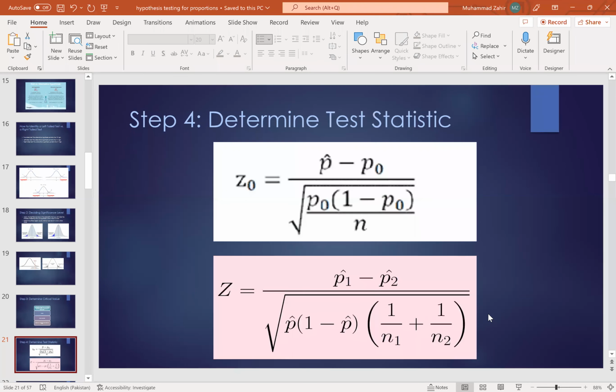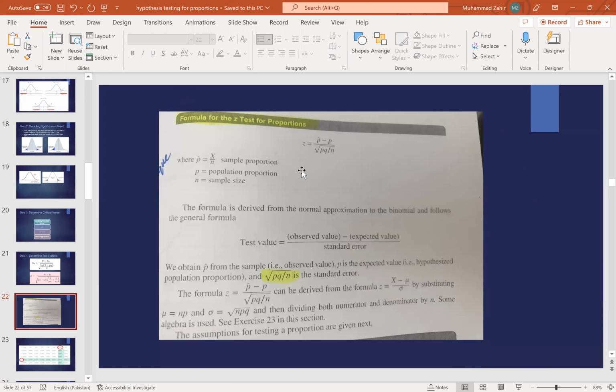Determine test statistics. These are the formulas of the z-test, which are used for one population and two populations. To clarify this, we go to the next slide, the formulation of these tests for population proportions. It is z equals p hat minus p divided by the square root of p q over n, where p hat is the sample proportion, which is x over n, whereas p is the population proportion and n is the sample size. The formula is derived from the normal approximation to the binomial and follows the general formula, which is a test value.